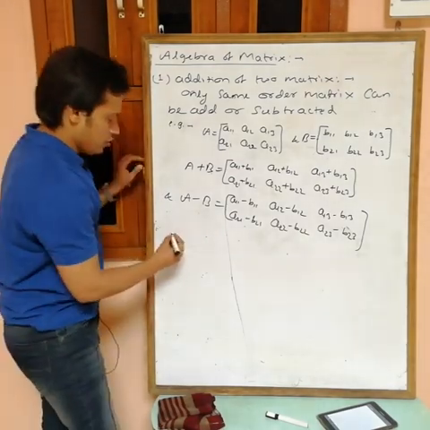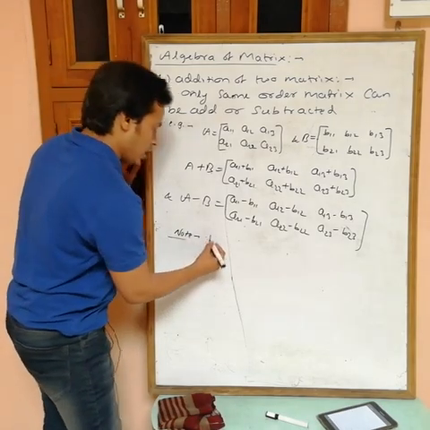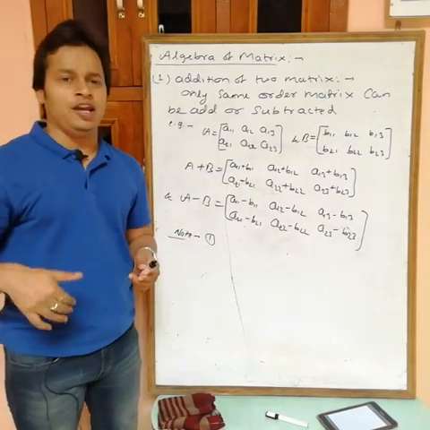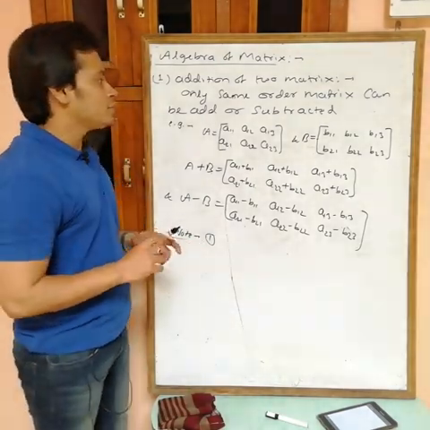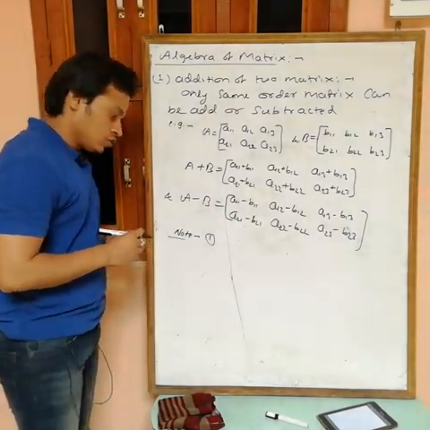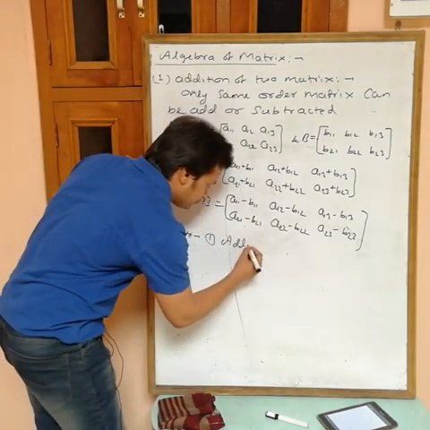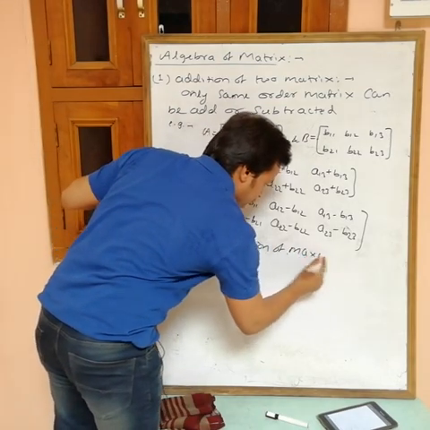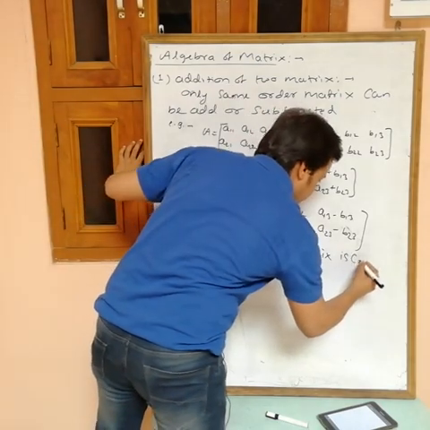Now some points. Actually in addition of matrices, find A plus B or B plus A, both are the same thing. It means addition is commutative. Addition of matrices is commutative.